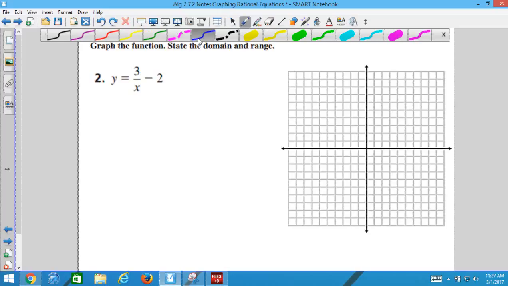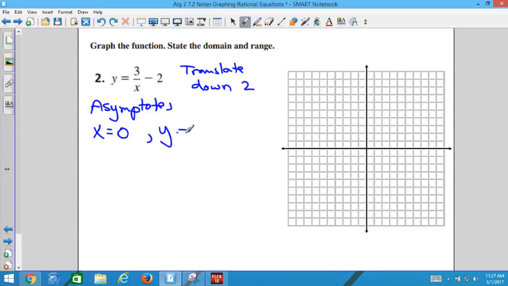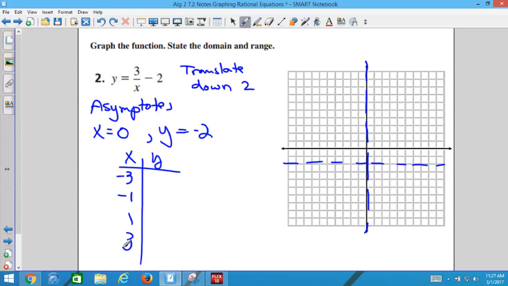Okay, so I'm looking at this, and there is a translation down 2. So when I do my asymptotes, I'm going to have x equals 0. That one doesn't change, but then y equals -2. That one has a transformation on it. So I have one asymptote at x equals 0, and the other one is at y equals -2. And then I'm going to make a table, and I'm going to plug in points that make it easy for me. And since I have 3 divided by x, I'm going to choose numbers like -3, -1, 1, and 3. So I can divide 3 by those.